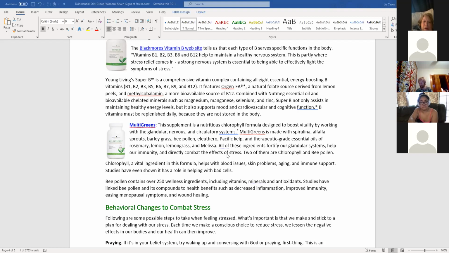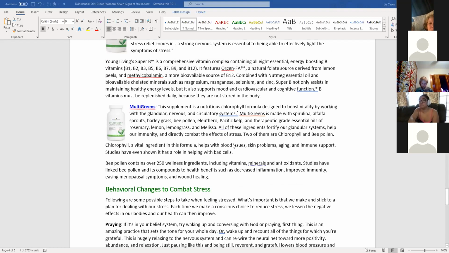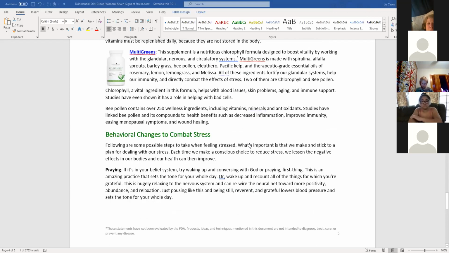But I eat like pounds of seaweed. I would eat seaweed every minute of every day if I could. I love it. But yeah, so bee pollen contains over 250 wellness ingredients, including minerals, vitamins, and antioxidants. Studies have linked bee pollen and its compounds to health benefits such as decreased inflammation, improved immunity, and easing menopausal symptoms and wound healing. And the menopause piece is probably why I'm so in love with bee pollen, because I'm smack dab in the middle of doing all that. So it's definitely helped immensely. I love multigreens. Oh my gosh.